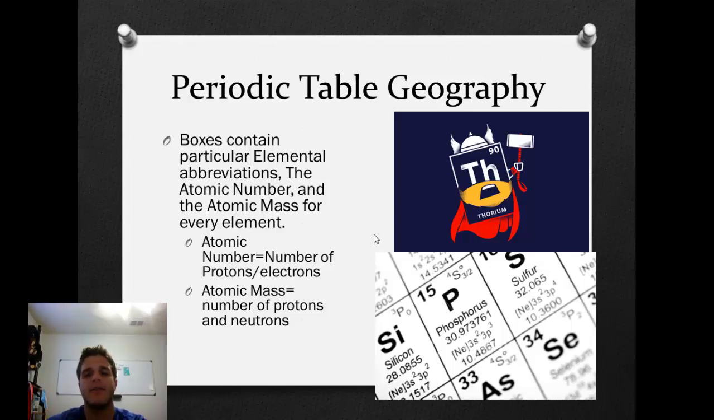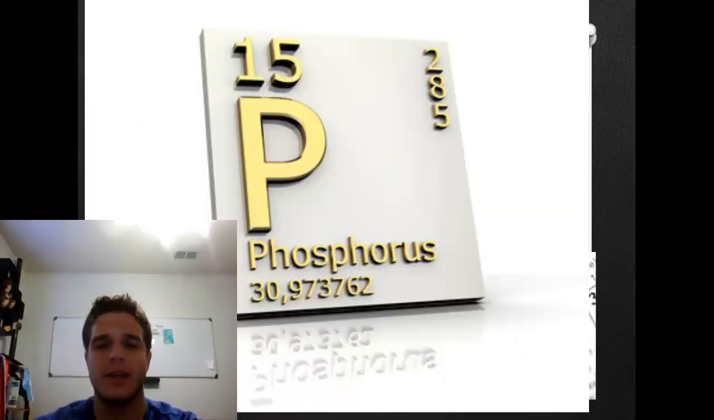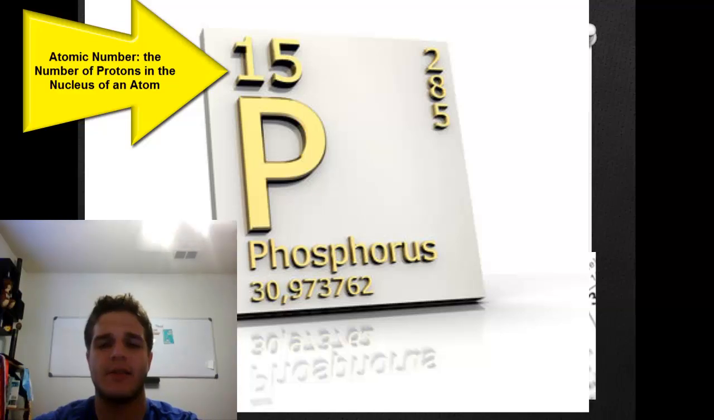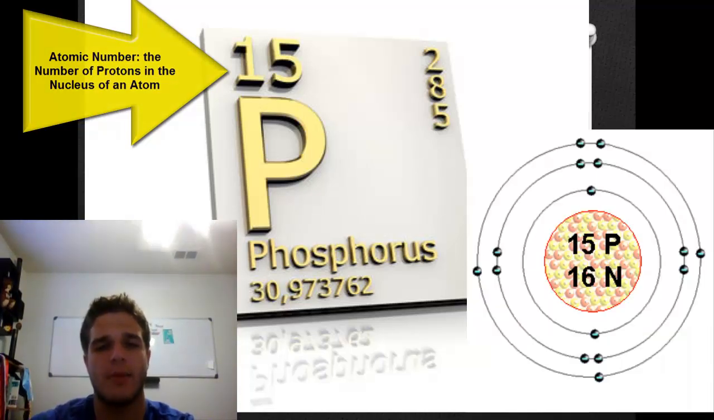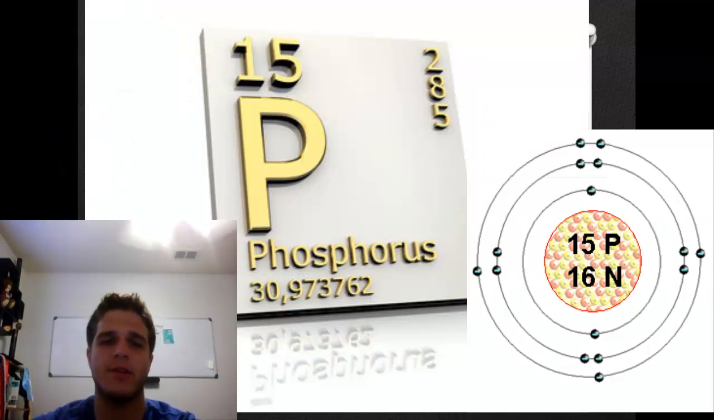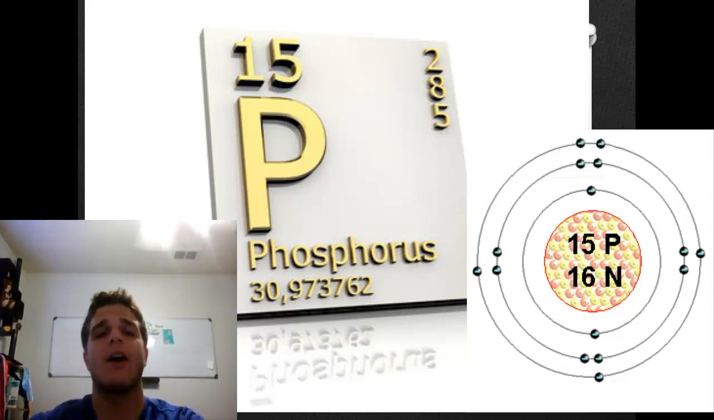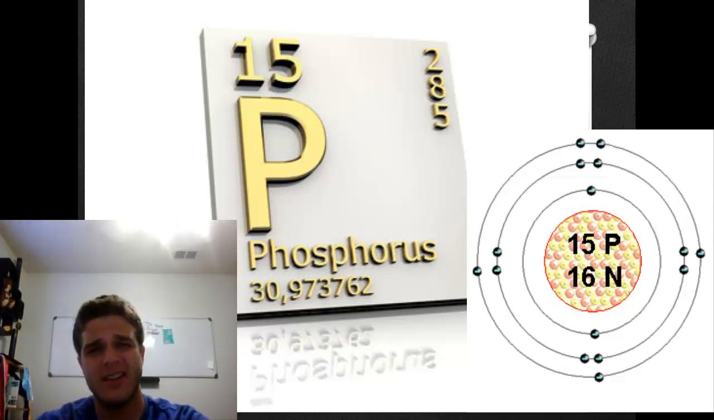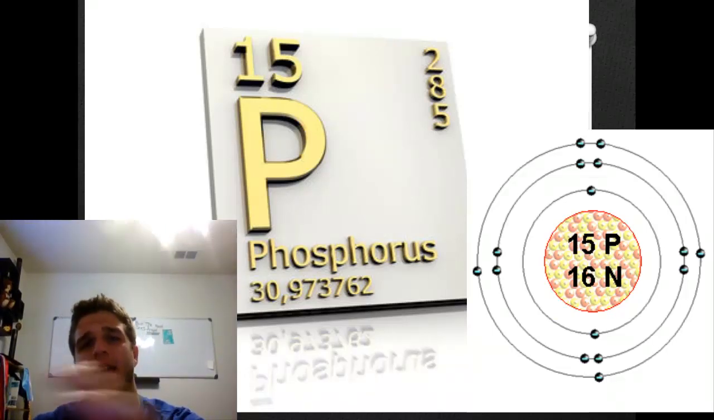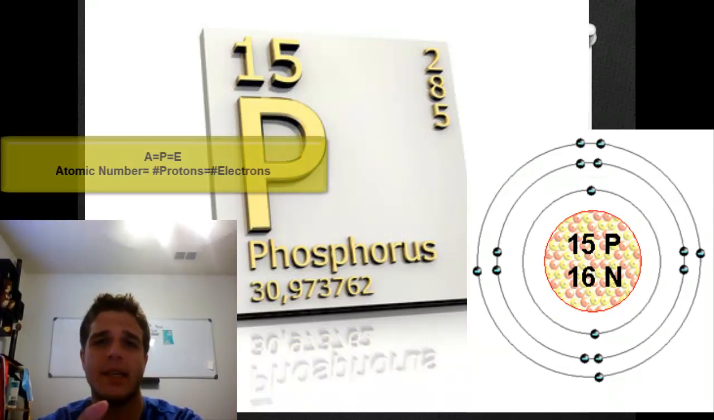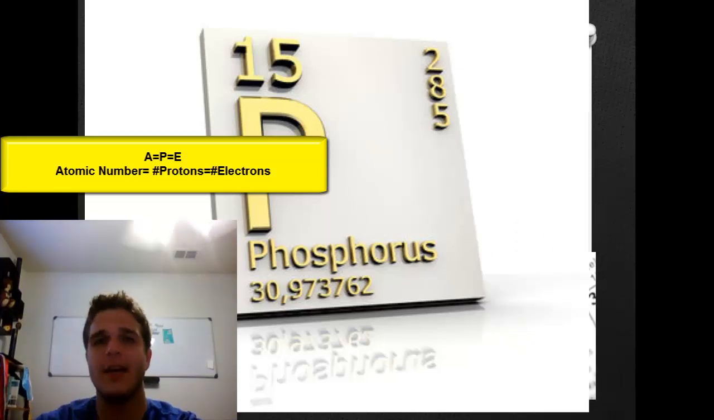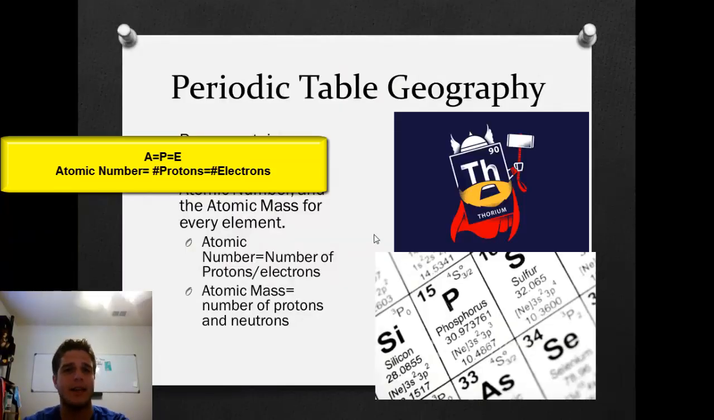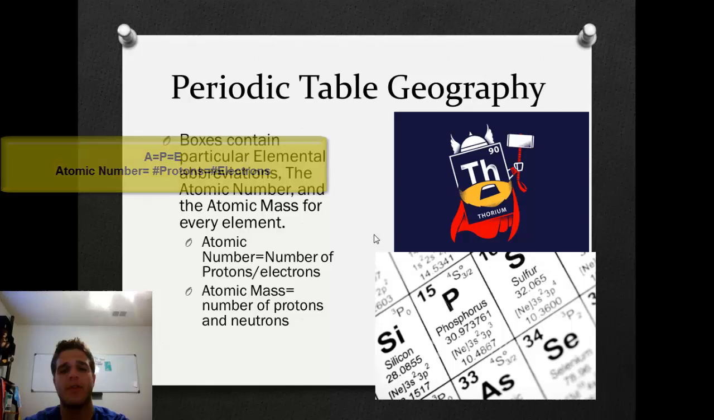Okay, now inside of this box there's a lot of other information. As you can see on the phosphorus box, there's a big number 15 up at the top, okay? And that 15 is its atomic number. Okay, remember from middle school that the atomic number is equal to the number of protons within the nucleus of an atom. Okay, now that atomic number is also equal to the number of electrons, okay? So A is equal to P is equal to E, or ape, okay? We discussed that in the last class, but a little more thoroughly.